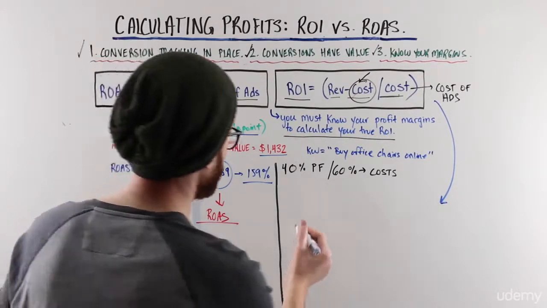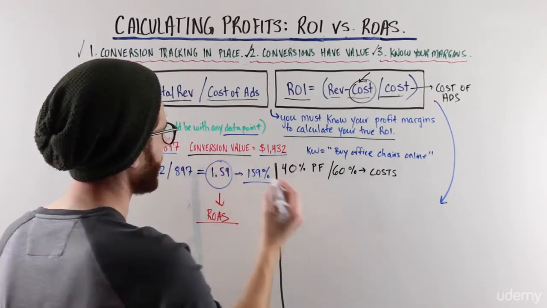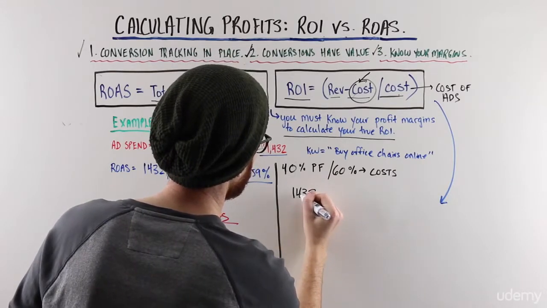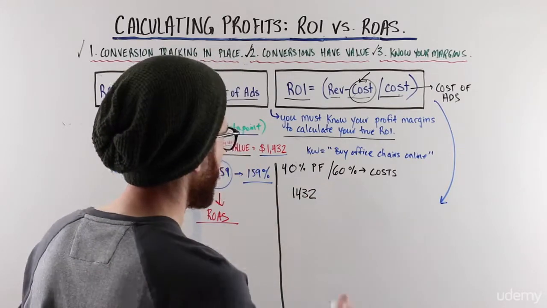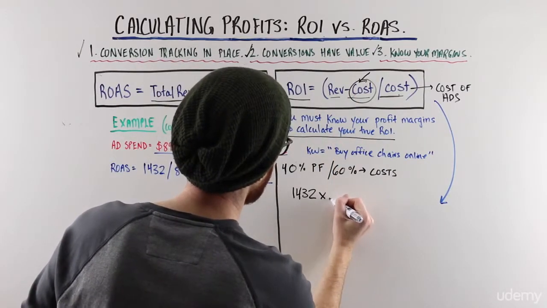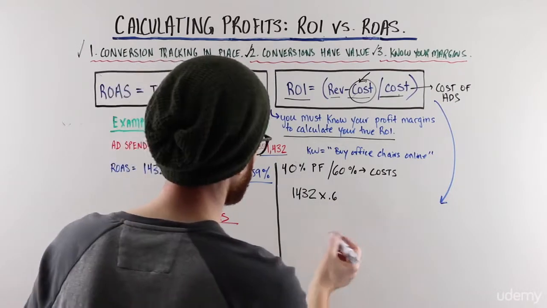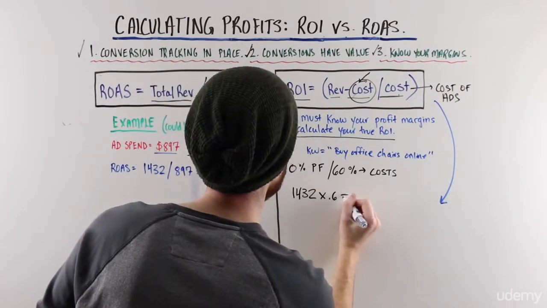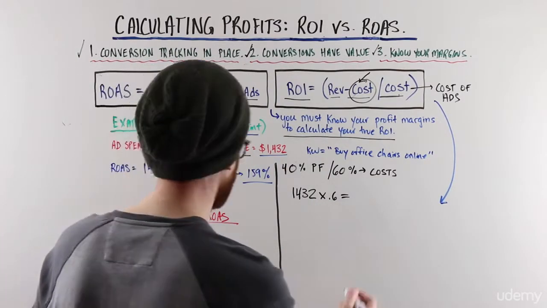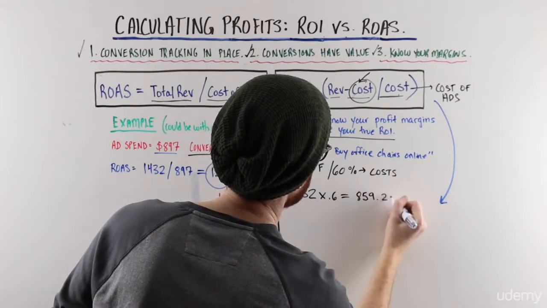So I do the same thing, right? I take my total ad spend. I take my total conversion value, which is 1,432, and to get my cost of doing business, I have to multiply that by 0.6. That is how I get the cost of doing business for these profit margins. If you do the math in your calculator, 1432 multiplied by 0.6 comes out to 859.20. So I have 859.20.